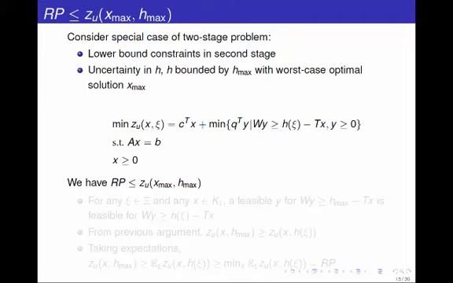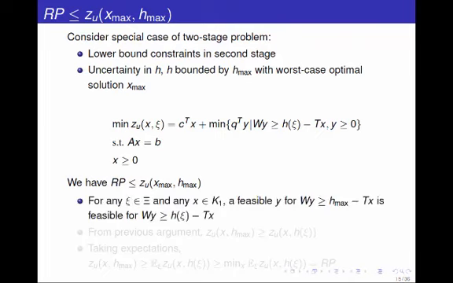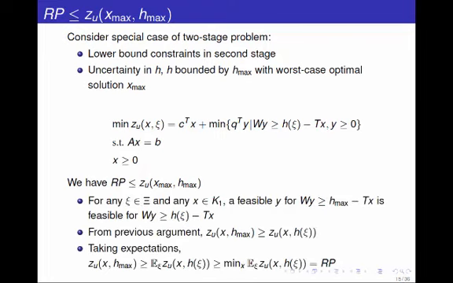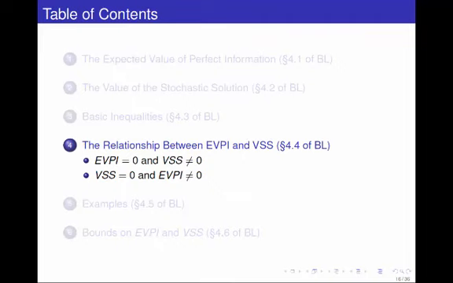We call that right-hand side Hmax, and we call the optimal reaction to that worst-case scenario Xmax. And we have this result that says that the recourse problem is upper-bounded by the worst-case scenario for Hmax. This should hopefully be obvious. Is it obvious to you why this is the case? Okay, so here are the arguments.